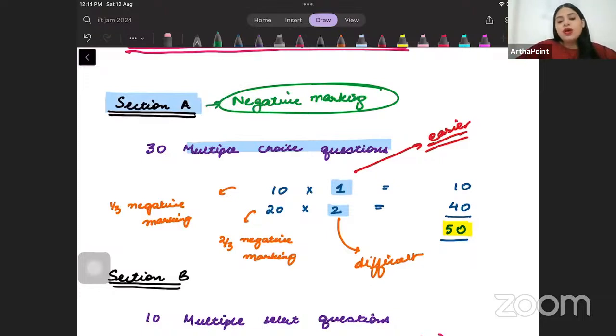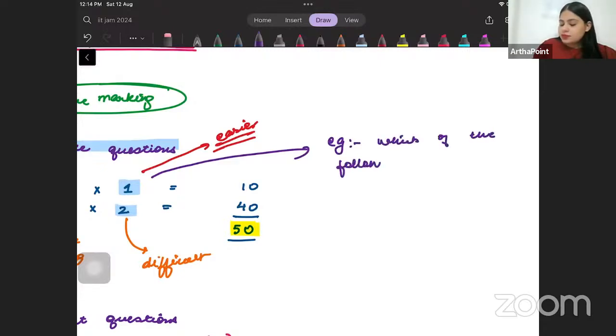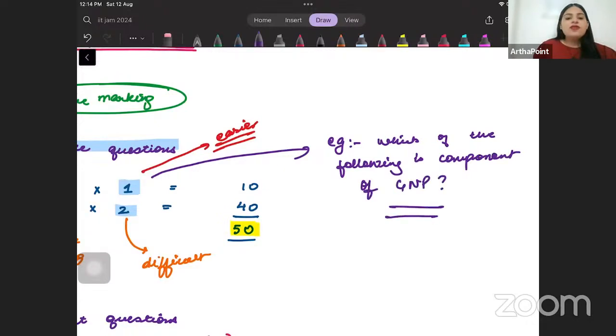Before we go further, let me give one example of the difference between Section A and Section B questions. For example, in Section A, as I told you, the questions are comparatively easier. A question like this can come: which of the following is a component of gross national product? They will give you some options and ask what comes under GNP, or which tools the government uses for inflation targeting. Such a question will come.